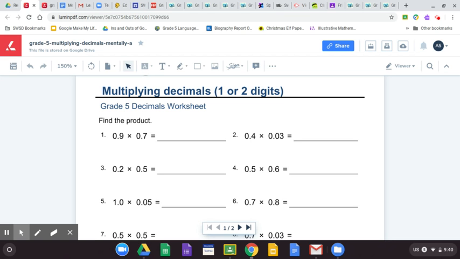So today is multiplying decimals. This is another skill that we haven't done in Into Math book, but we have started to talk about it a little bit. So let me show you what you would do.